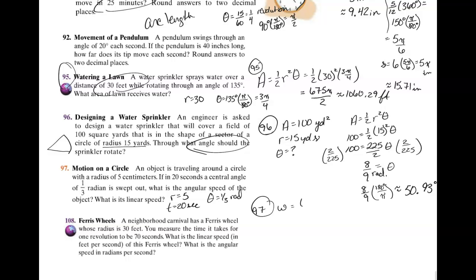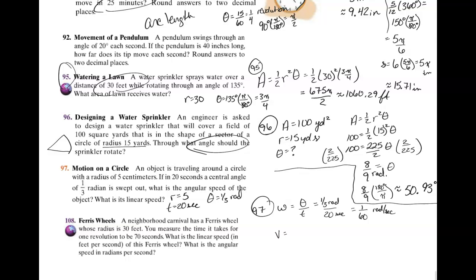Angular speed is equal to theta divided by t. So theta is 1/3, and that's in radians, out of 20 seconds. So we're going to get 1/60th radians per second. That's how fast that central angle is changing.